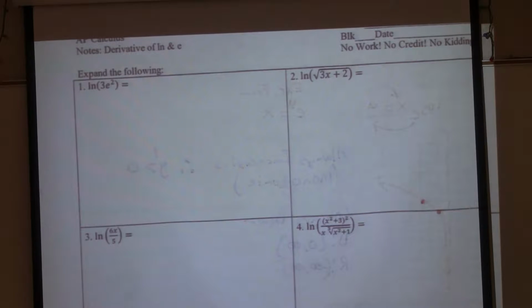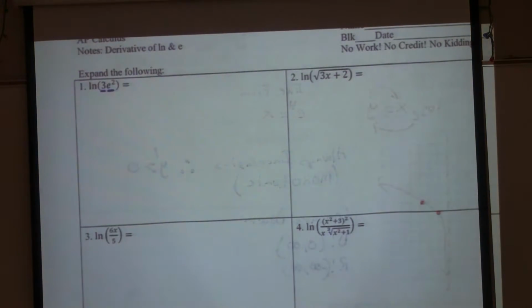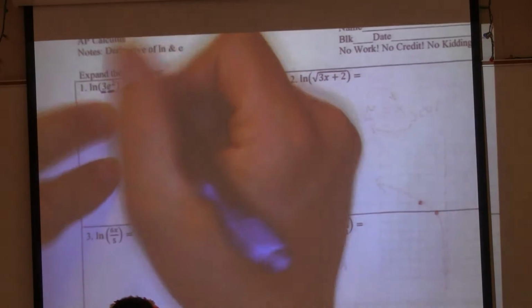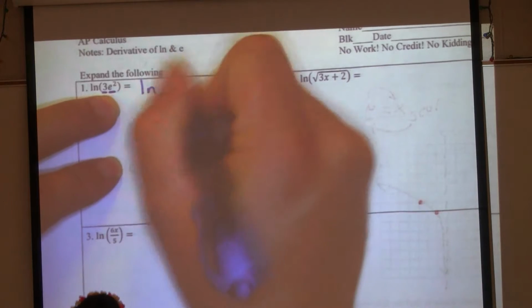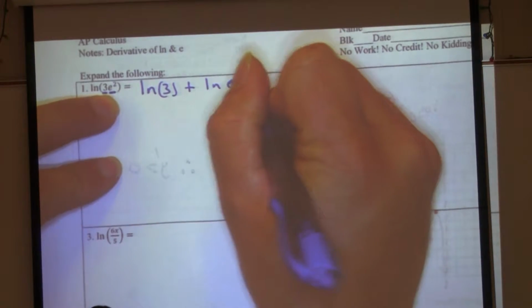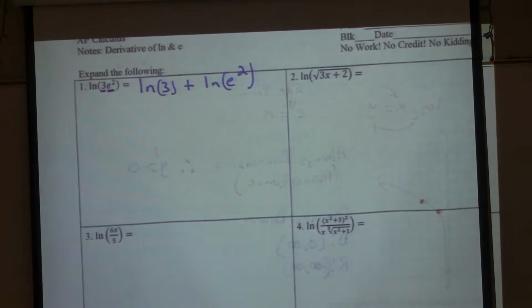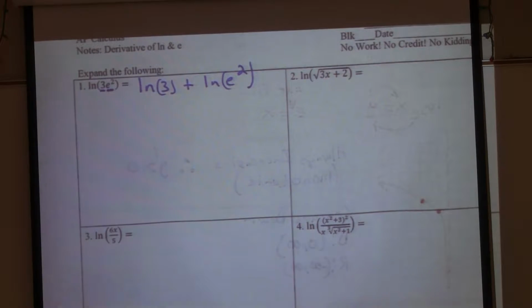Here they want me to expand. So what do I see is happening between the two arguments here? What's occurring? There's multiplication, right? So when we multiply, we add. So here we're going to add. So this would be like saying ln of 3 plus ln of e squared. Can I go further in this expansion? Yes. What could I do?